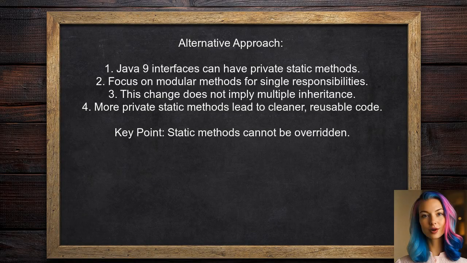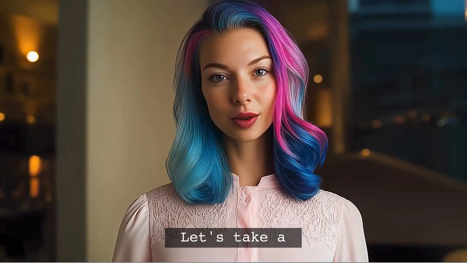This user highlights that Java 9 interfaces can now include private static methods, which help create modular methods. They emphasize that each function should focus on a single responsibility, avoiding lengthy default methods. They clarify that this change does not relate to multiple inheritance. The more private static methods you use, the cleaner and more reusable your code will be. That's it for that answer. Let's take a look at another one.